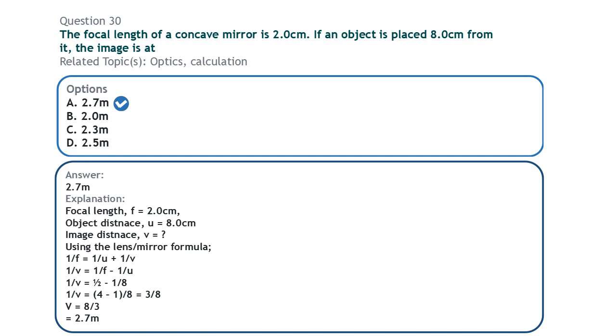Then since we are looking for v, we are going to make it the subject of the formula. How do we do that? We will bring this 1 over u to the other side, so that this is going to become 1 over f minus 1 over u is equal to 1 over v, or we can write it like this.